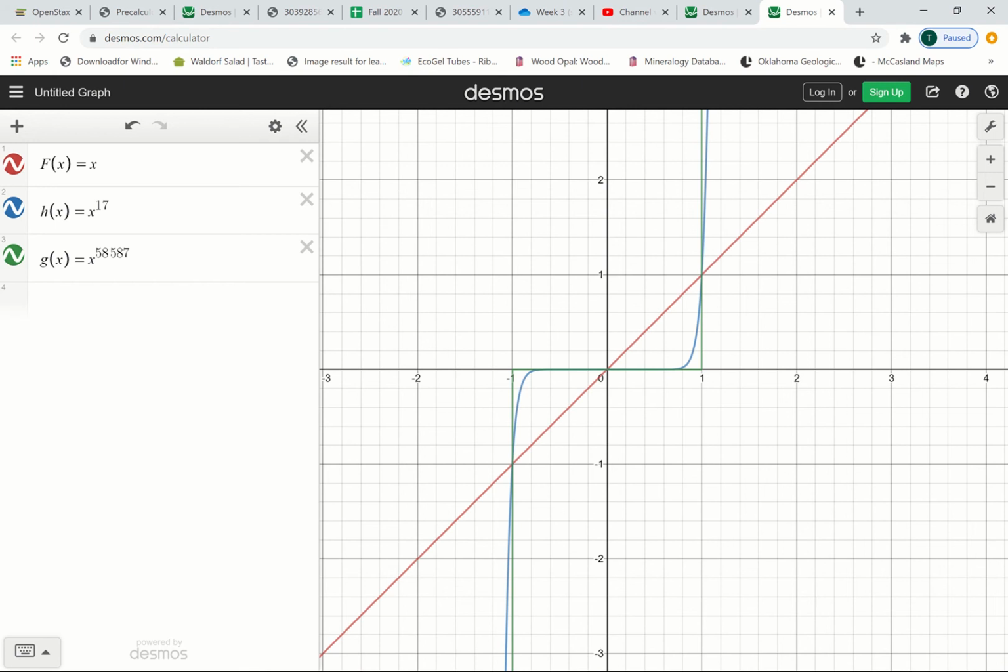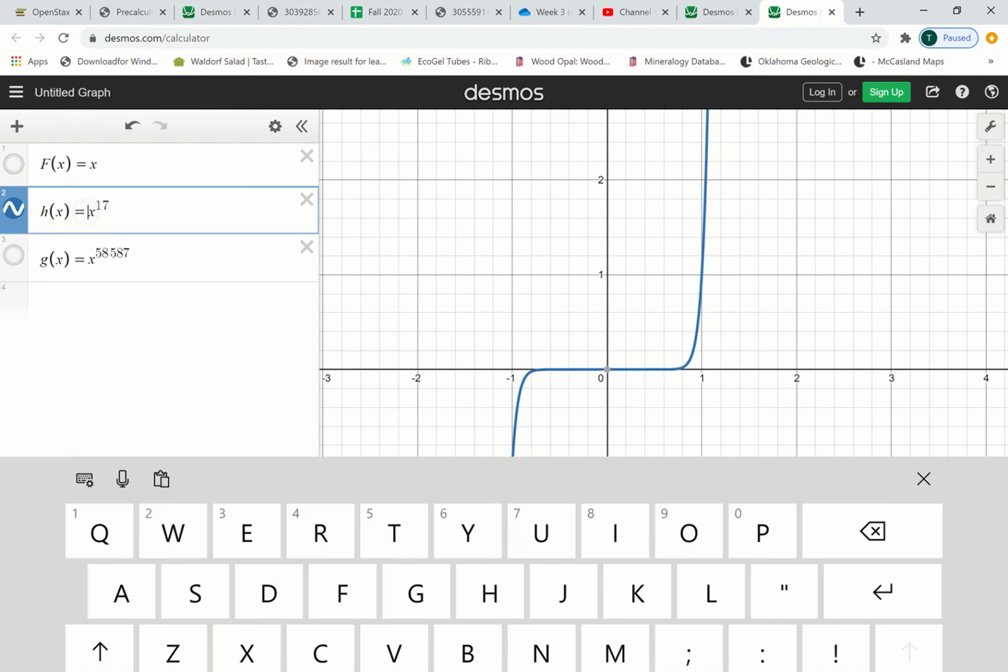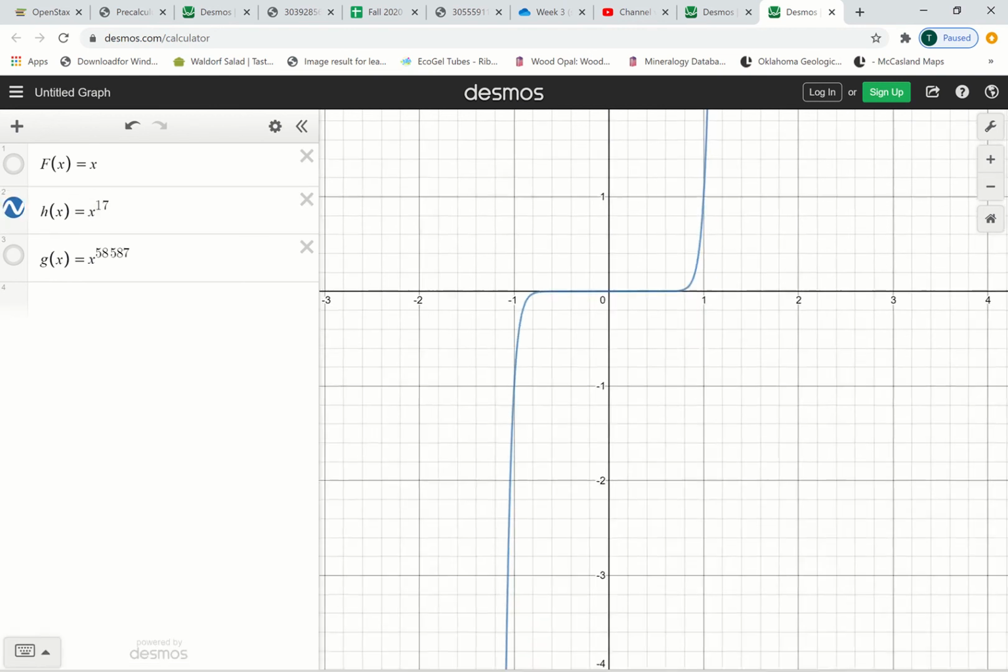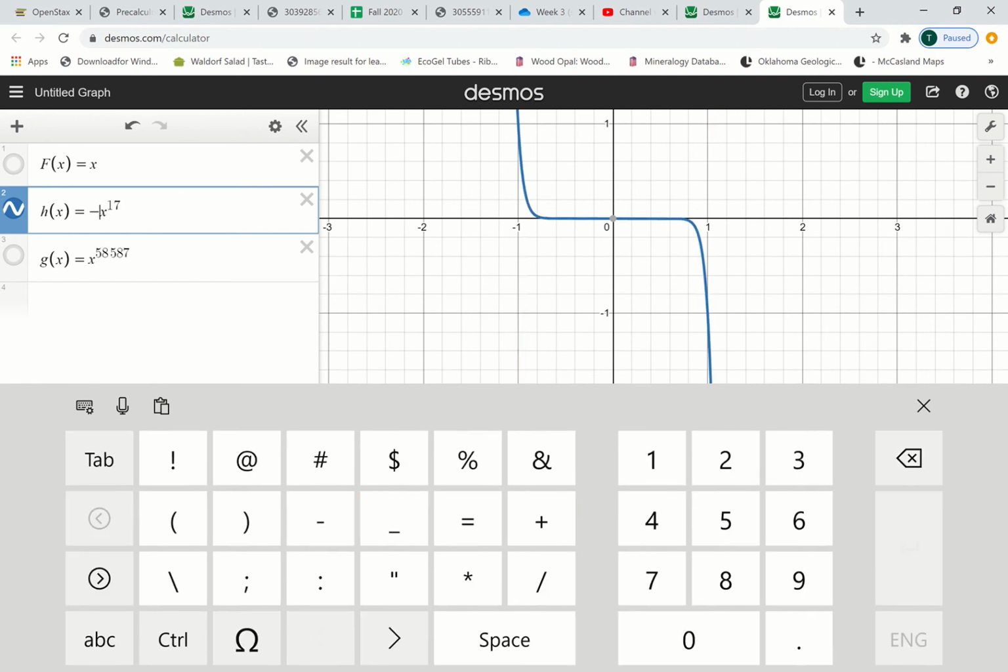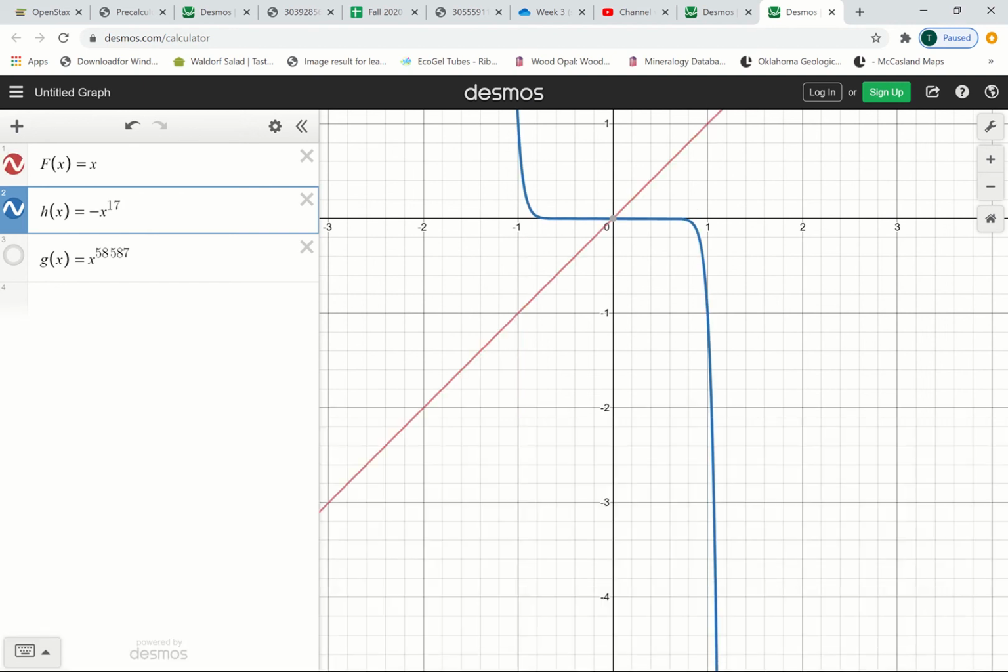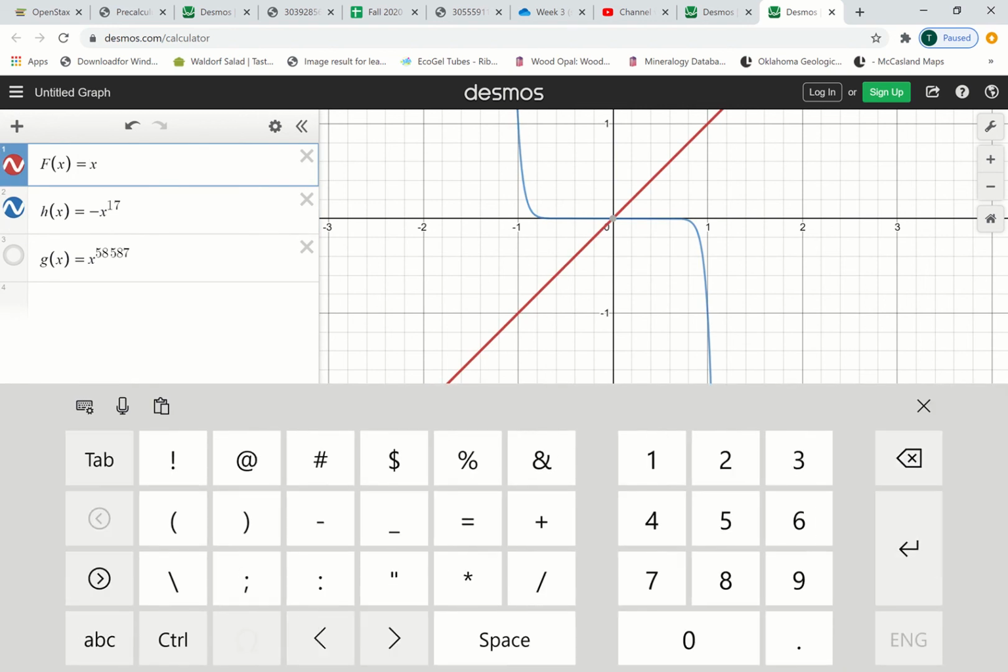So if I were to just take x to the 17th, I would notice that as x gets larger and larger, y gets larger and larger. As x gets more negative, y will also get smaller and more negative. That is an odd function. Now let's have a look at what happens if we were to make this negative. Boom, it flips. So let's go ahead and make all of these negative.